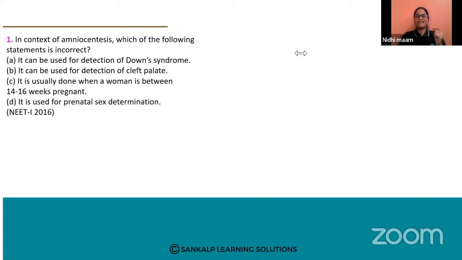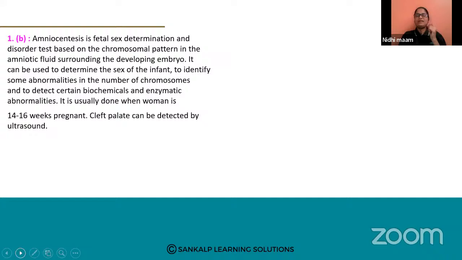Okay, very good. Shubha answered it. Upper lip cleft. See, some of the babies, the upper lip will be torn here. It is not normal as ours. So this is called cleft palate, which can be determined only through ultrasound.